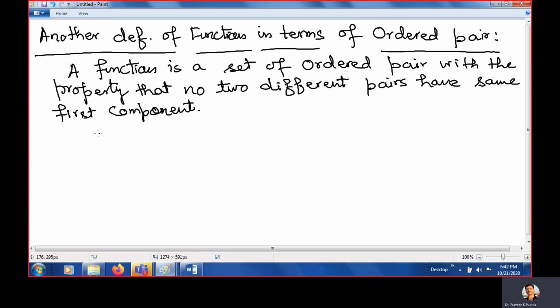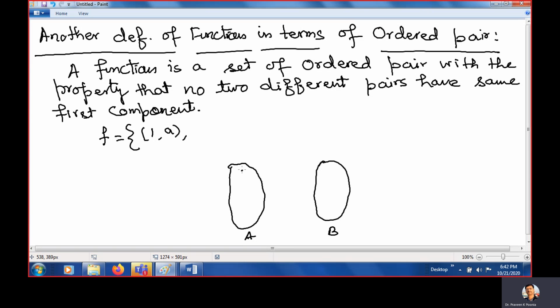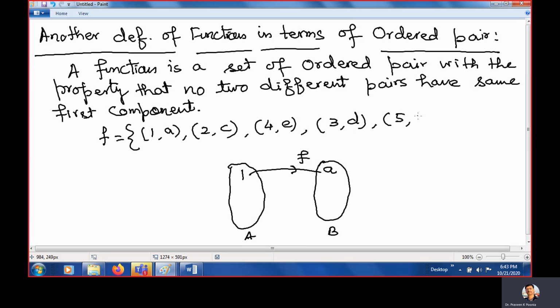Like for example, F is equal to, say, (1, A). What is the meaning of (1, A)? It means, if this is A and this is B, I'm writing (1, A), so 1 is connected with A. This is named as an ordered pair. Here 1 is from the domain, A is from the range. Clear? Like 2 belongs to C, 4 belongs to E, which means 4 is related with E, and 3 related with D, 5 related with A.